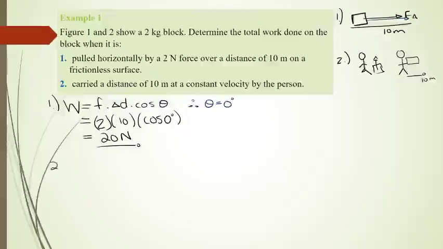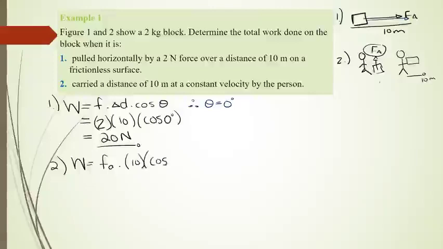Number 2, it tells us it's carried a distance of 10 meters at a constant velocity by a person. So this person has lifted it up first and then is carrying it. Their applied force is in this direction, and we haven't been given that applied force. So my work is equal to my applied force times my distance, which is 10, times cos theta. Now, what is theta in this instance?